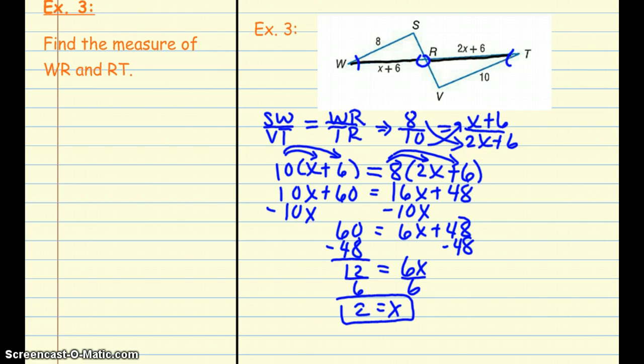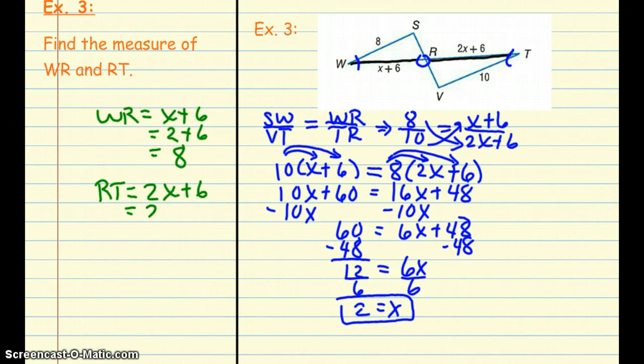We're not quite done. That's not our solution. Remember the question said what's the length of those sides, so now we're just going to take that 2 and substitute it into each of those expressions. So for WR, we've got x plus 6, so it has a length of 8, and then RT is 2x plus 6. So again, substitute that 2 in for the x, and we get a length of 10. So here, 8 and 10, here are our solutions.